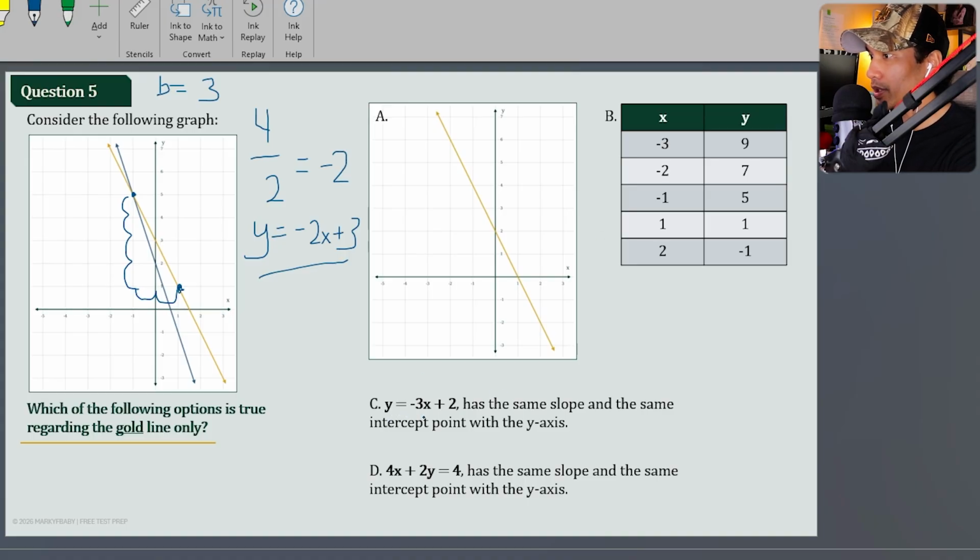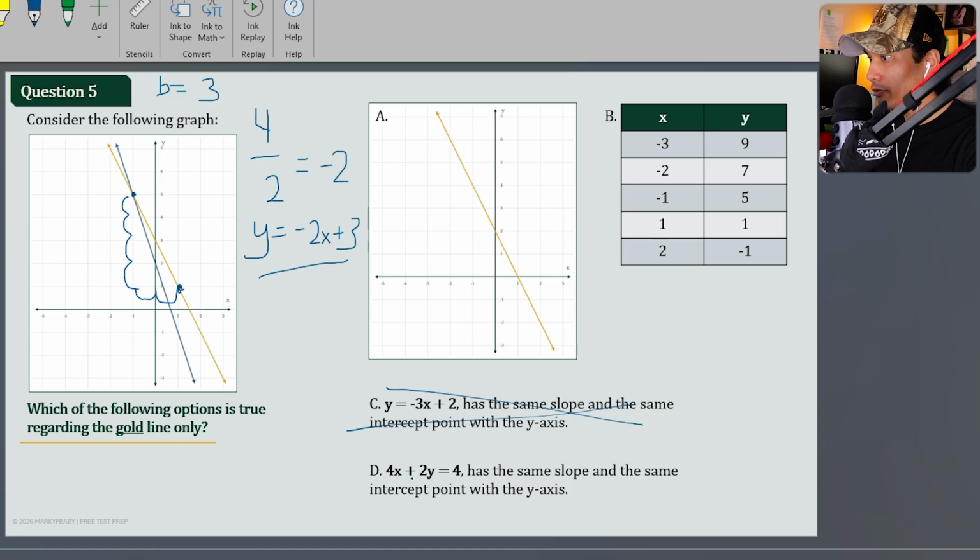Y is equal to -3x plus 2. This has the same slope and the same intercept point with the y-axis. And no, because I see here -3x, well, I have -2x. And then also the kicker here, I know for sure that the y-intercept is at +3, not +2. So I could get rid of this.